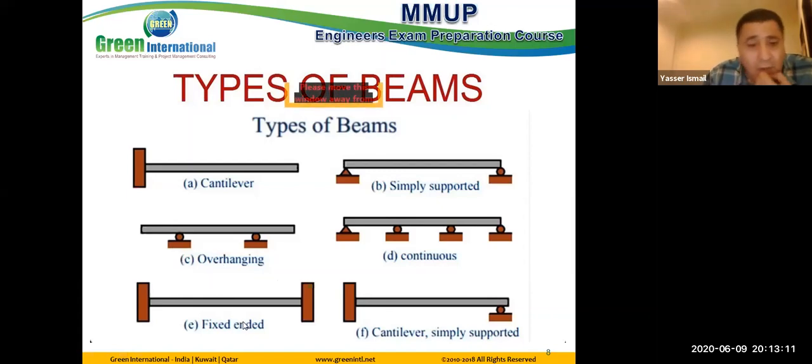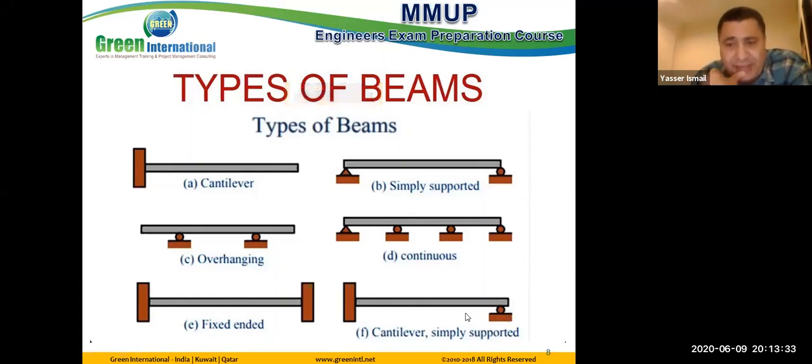Okay, what about E, fixed ended? Fixed ended, I have 3 reactions at this end and 3 reactions at this end. That means I have 6 unknown reactions. Okay, here in F, I have cantilever simply supported. That means I have 3 reactions plus 1 reaction, so I have 4 unknowns.